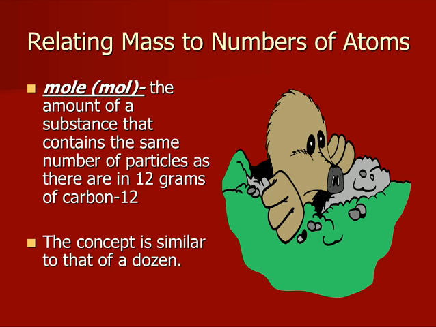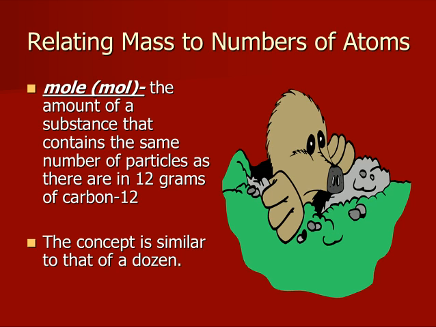Next is a really important idea. We need to be able to relate the mass of a sample to the number of atoms in that sample. One idea that we're going to continue to talk about for the rest of the year is the mole. It's the amount of a substance that contains the same number of particles as there are in 12 grams of carbon-12. And the idea is very similar to that of a dozen. It's an exact number, and it's defined. It's not going to change.